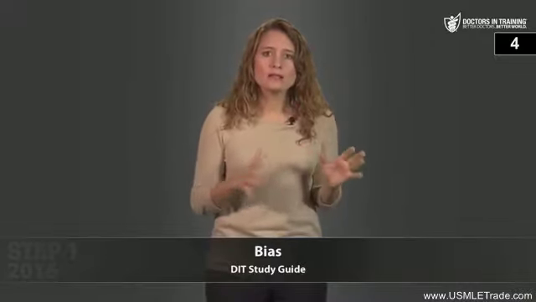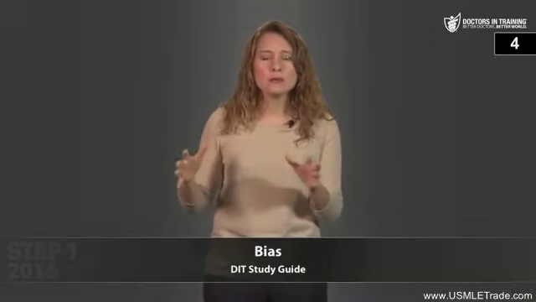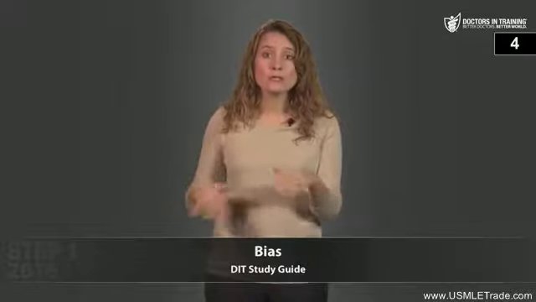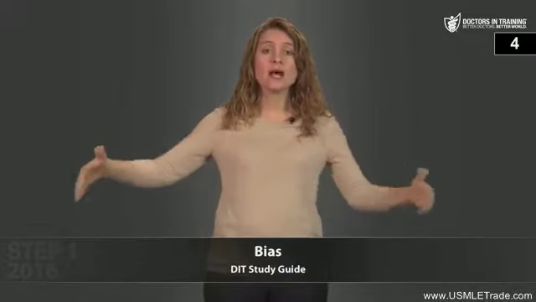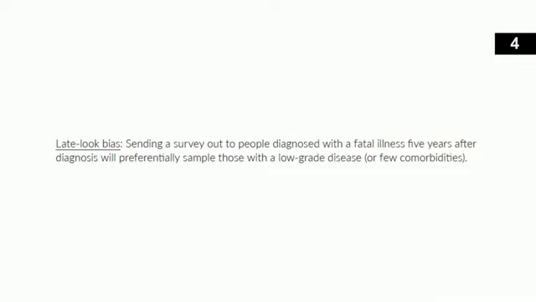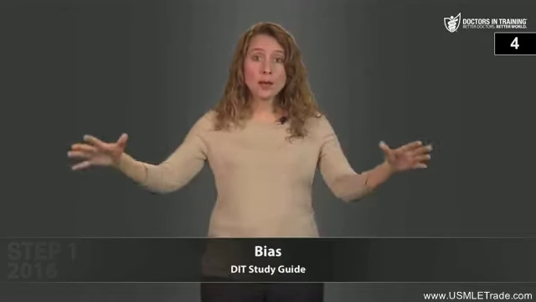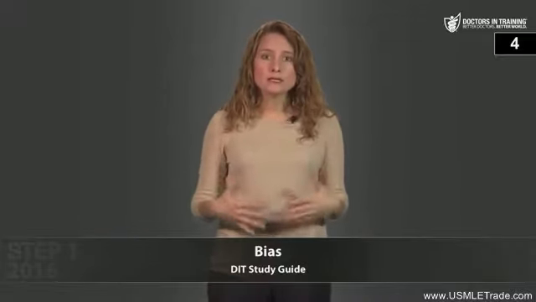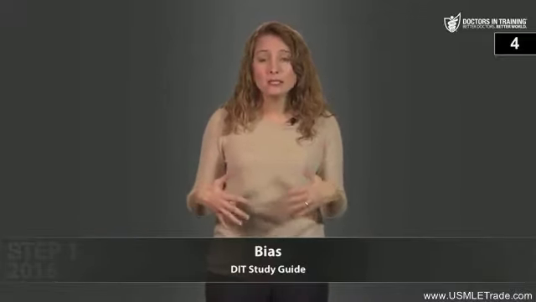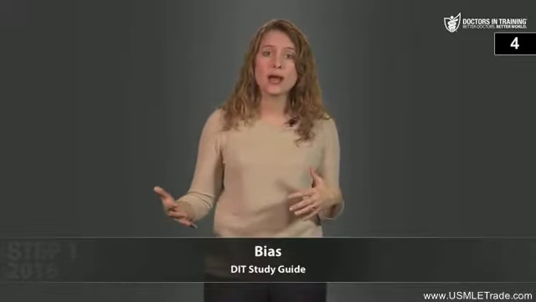Now, late look bias. Late look bias is a bias that results from information being gathered too late to draw conclusions about the disease or exposure of interest in the entire intended study population. For example, sending out a survey to people diagnosed with a fatal illness 5 years after diagnosis. This study design will result in data collection primarily from those patients in the study group with low-grade disease or possibly those with fewer comorbidities. In order to capture the responses from the entire population diagnosed with the disease, it would be necessary to get that survey out to them immediately after diagnosis or as soon as the study would allow.